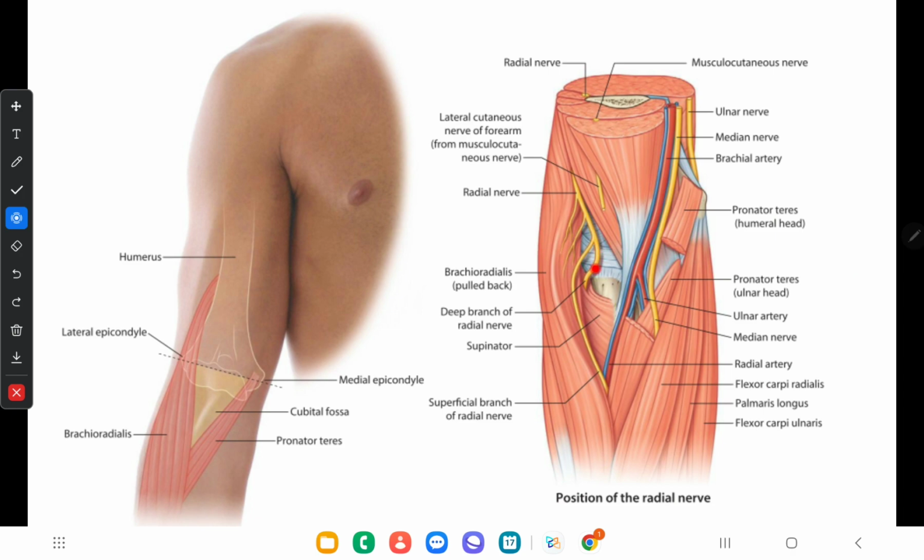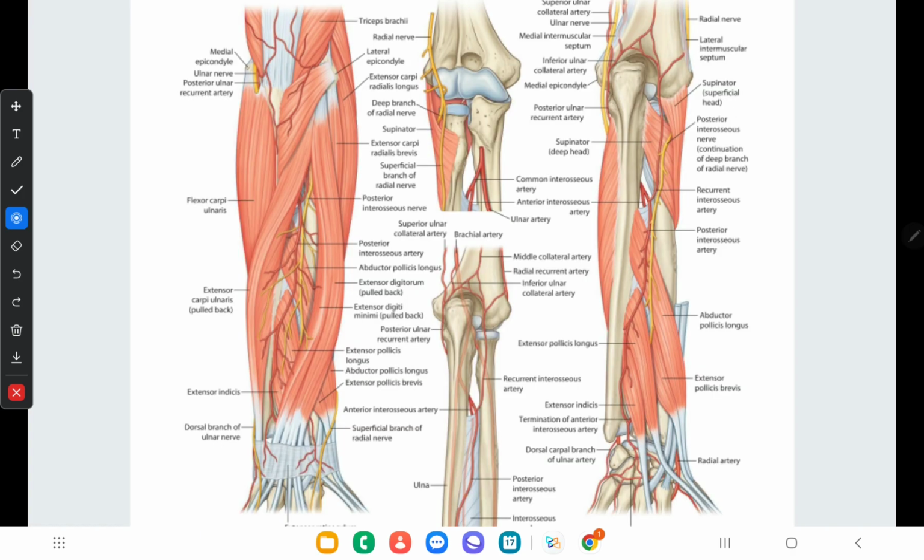Then the deep branch. Here is the deep branch of the radial nerve. This winds around the neck of the radius within the supinator muscle and enters into the posterior compartment of the forearm. Here is the supinator muscle, and it enters into the posterior compartment of the forearm. Here you can see the radial nerve, and it has divided into the superficial branch of the radial nerve and the deep branch of the radial nerve. Here is the posterior compartment of the forearm.